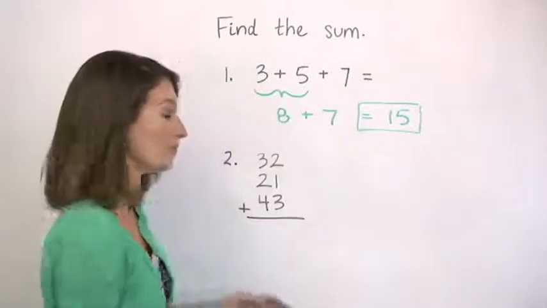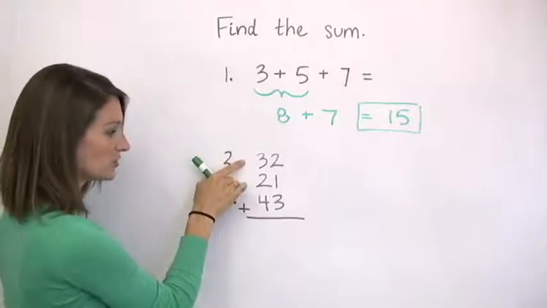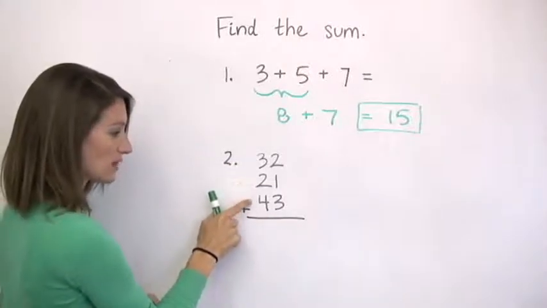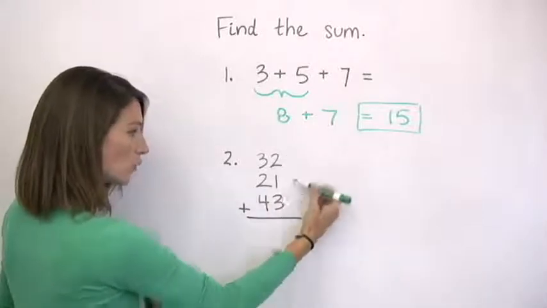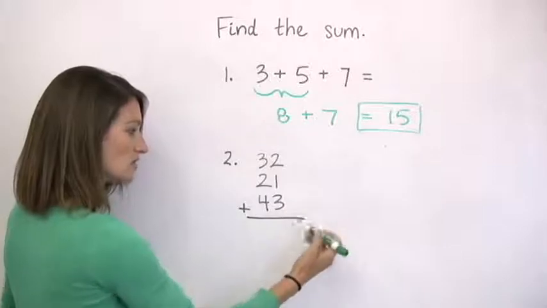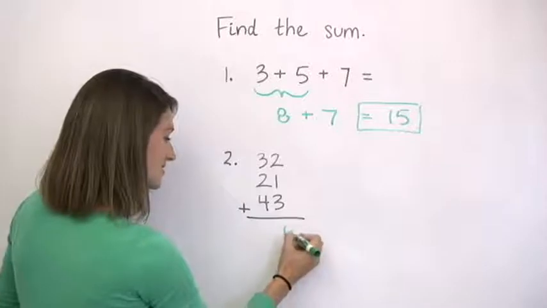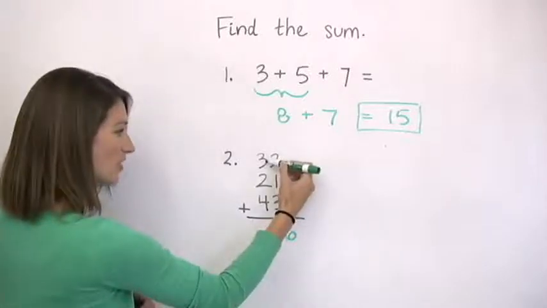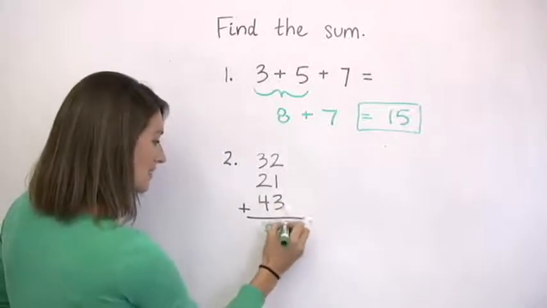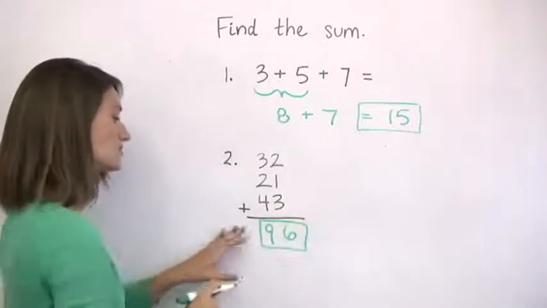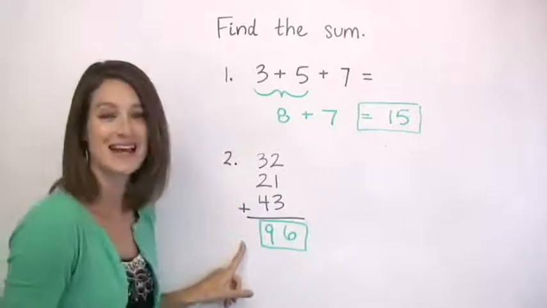Let's do our second problem. Here I've set up these numbers vertically, and we're going to find the sum of 32 plus 21 plus 43. So we make sure that we do our digits in the correct column. We're going to work through our ones column first. So we add 2 plus 1 is 3, plus 3 is 6. Going over to our tens column, 3 plus 2 is 5, plus 4 is 9. And that's our answer. So the sum of 32 plus 21 plus 43 is 96.